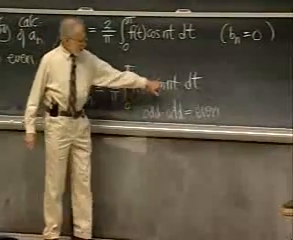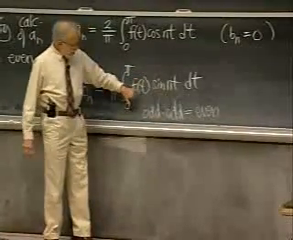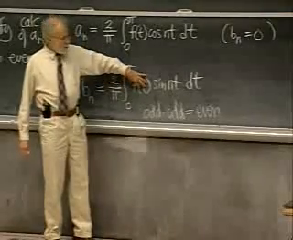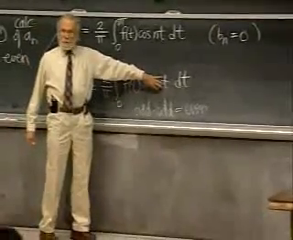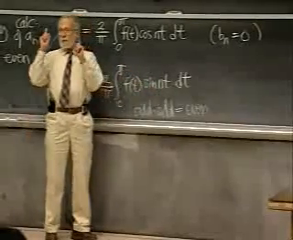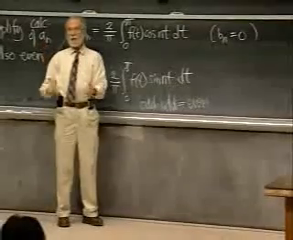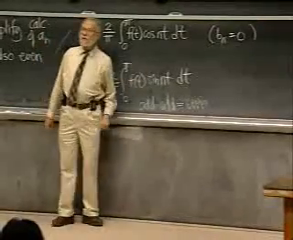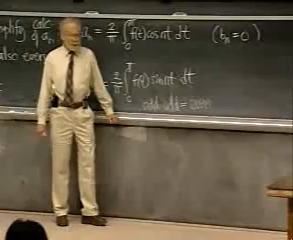This is odd. That's odd. Think about it. If I change t to negative t, this multiplies by minus 1. This multiplies by minus 1. And therefore, the product multiplies by minus 1 times minus 1. In other words, it multiplies by plus 1. Nothing happens. So it stays the same.